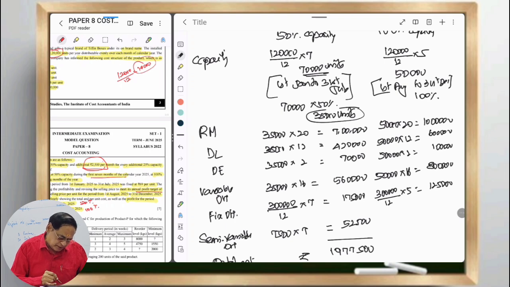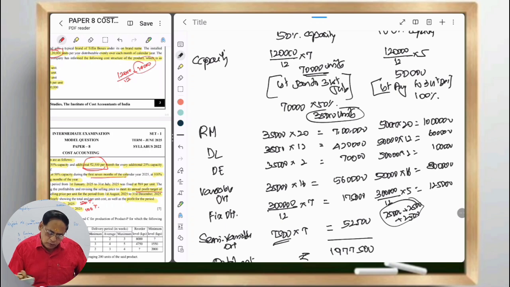Previously how much it was? 7,500. So, 7,500 plus 2,500 plus 2,500, how much? This amount is 12,500. So, 12,500 for 5 months, that is 62,500. So, 12,500 into 5, that is 62,500 rupees for semi-variable.